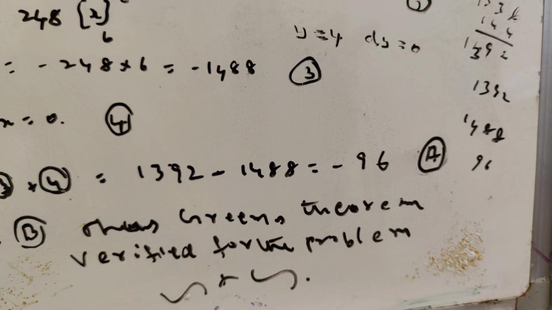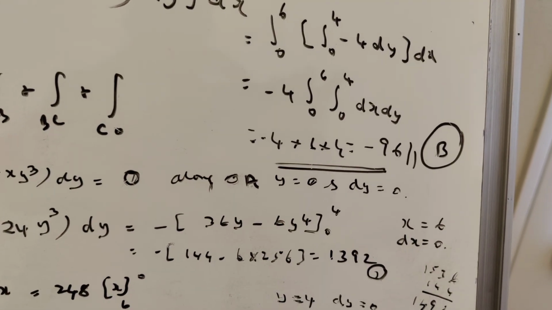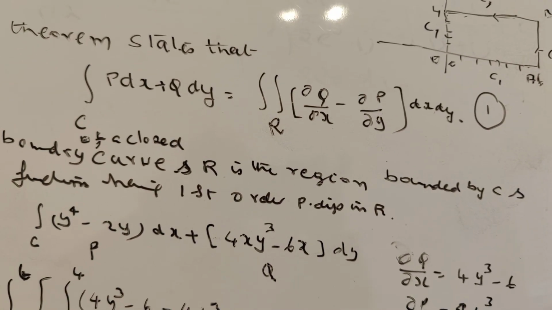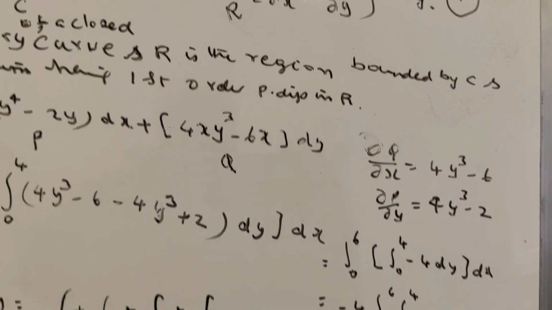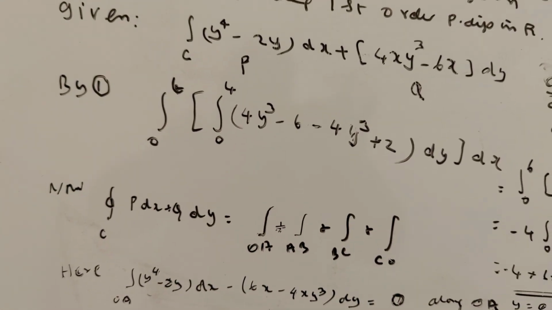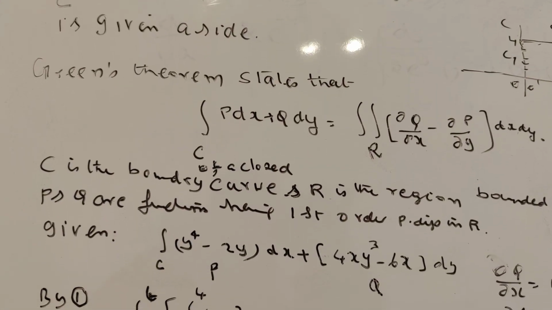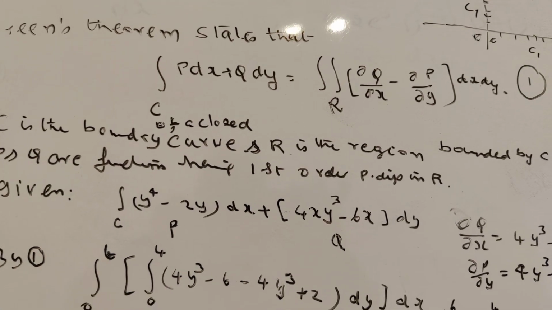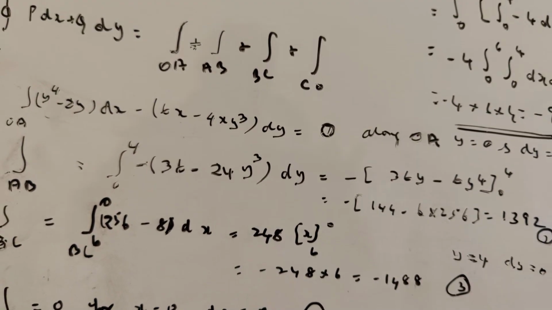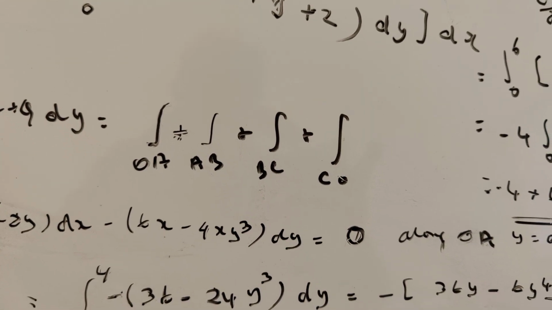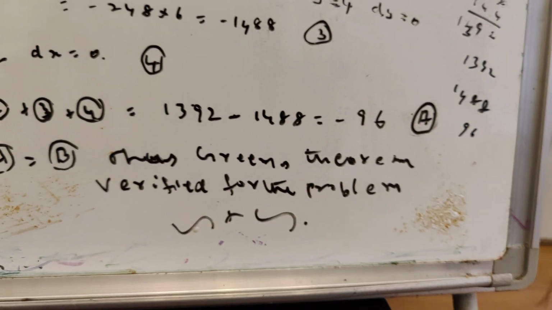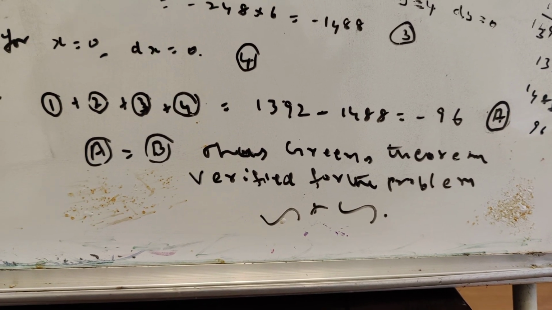You will find that this result A is equal to result B, and this result B is nothing but the value of the right hand side of Green's theorem, namely the double integral over R of dou Q by dou x minus dou P by dou y. That value is minus 96. And this A is nothing but the left hand side integral of Green's theorem, which is the integral of P dx plus Q dy carried out on the sides of the rectangle, that is the integral over OA plus AB plus BC plus CO. That is also nothing but minus 96, and thus Green's theorem is verified in this particular problem.